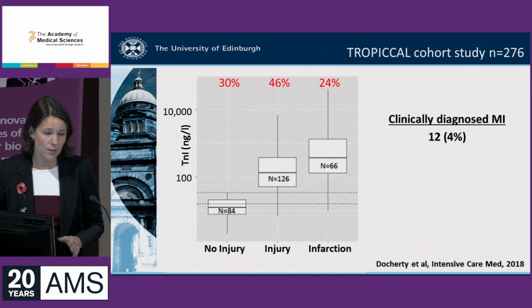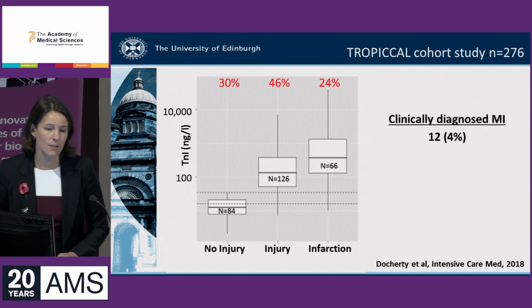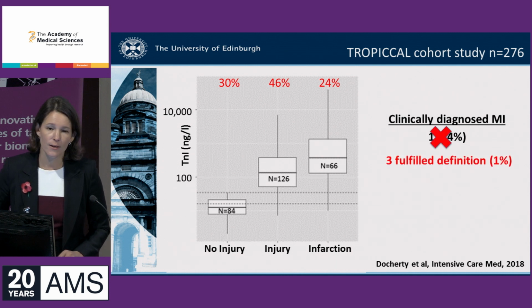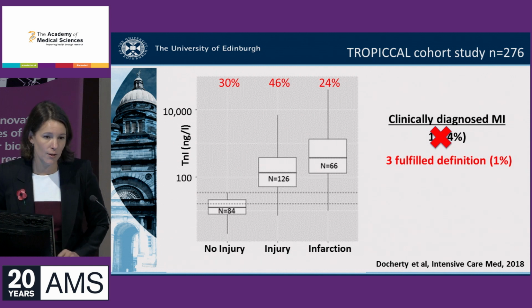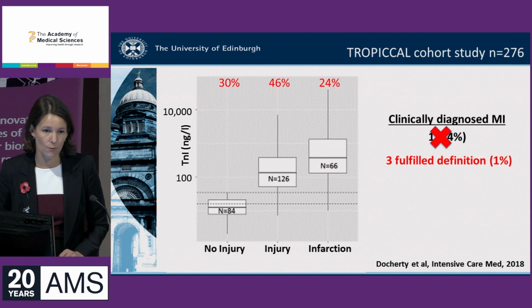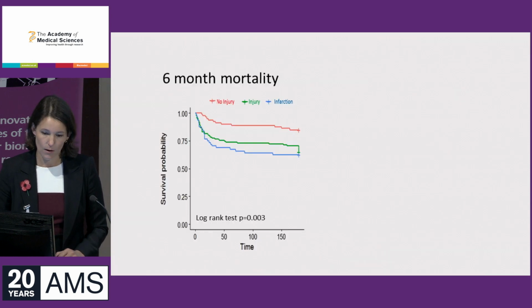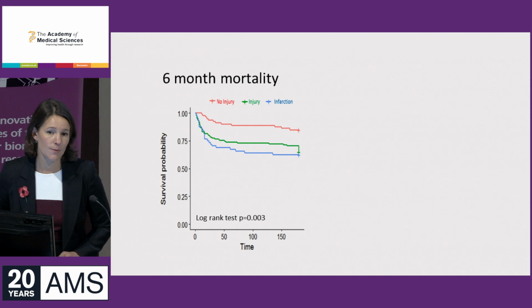And so we found, using this systematic screening, that actually 24% of critically ill patients with cardiovascular disease were categorized into our infarction category. This compared significantly to the 12 patients who were diagnosed clinically, or 4%. And in fact, when we look at that further, only 3 of the 12 patients who were diagnosed clinically actually fulfilled the universal definition. So of the 24% of our patients who were diagnosed with infarction, over 95% of these were not recognized by the clinicians. We looked at whether this was related to 6-month mortality.